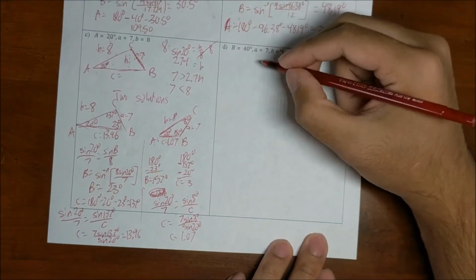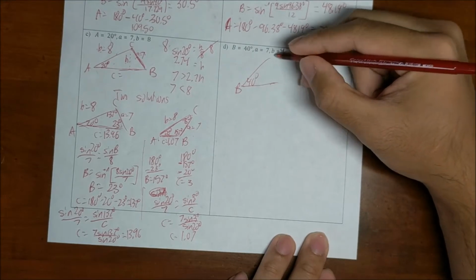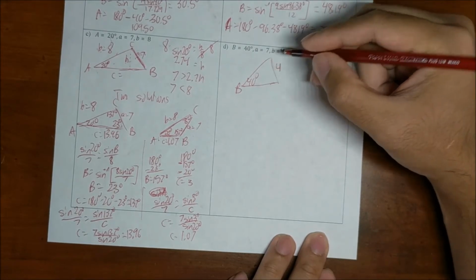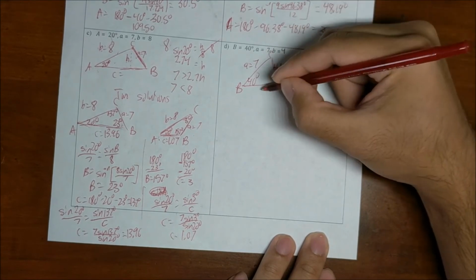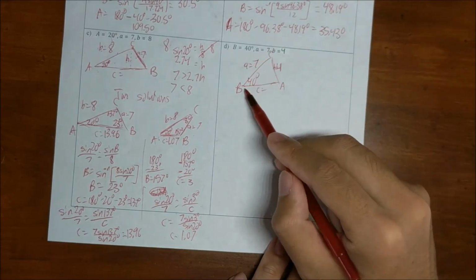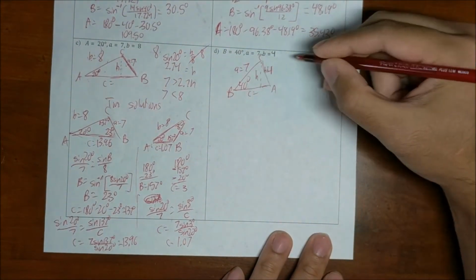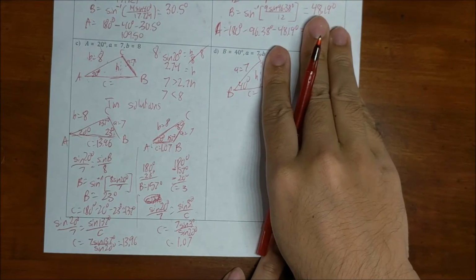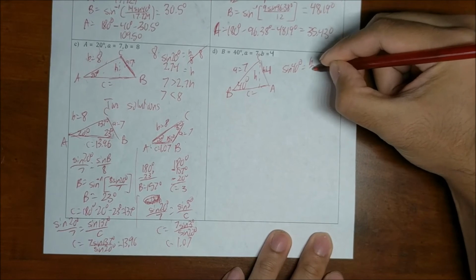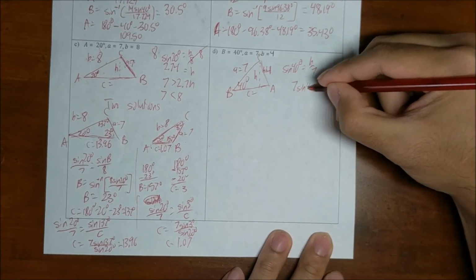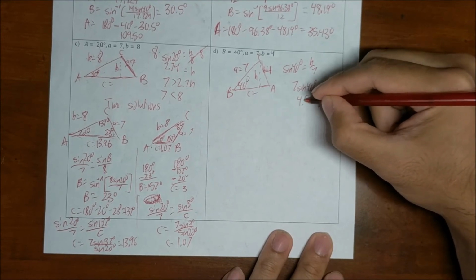All right, so let's see, we have a 40-degree angle. The opposite side is 4. One of the adjacent sides is 7. I'm given SSA, so I need to check the solutions. For the height, sine of 40 degrees equals h over 7. So 7 sine 40 degrees equals h, and my calculator tells me that's about 4.5.